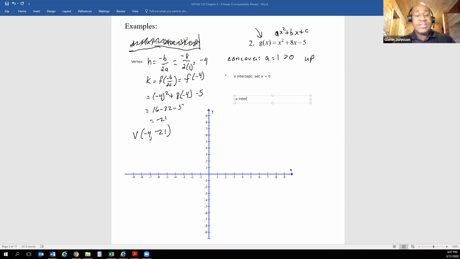And then for the x-intercept, we set the function, or y, equal to 0. So in the case of the y-intercept, when we set x equal to 0, we're just going to be replacing the x with 0. So y is going to be 0 squared plus 8 times 0 minus 5, which is going to be equal to negative 5. So our y-intercept will have the coordinates (0, -5).